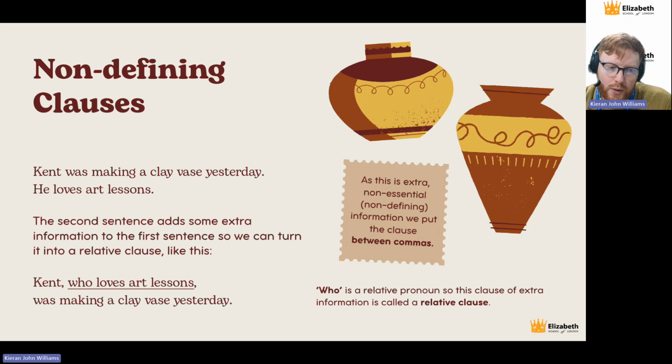So what we do is we put a comma before and after the relative clause, who loves art lessons. Okay, all right. So just to signify that it is non-essential information, we add a comma before and a comma after. So that is one of the things we do when we make non-defining relative clauses. So we put it between commas, as we say. All right. So that is non-defining.